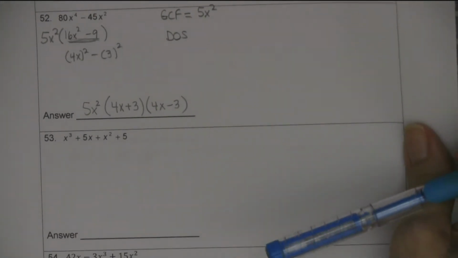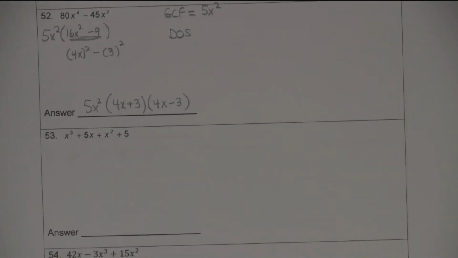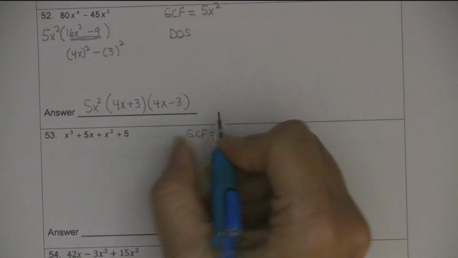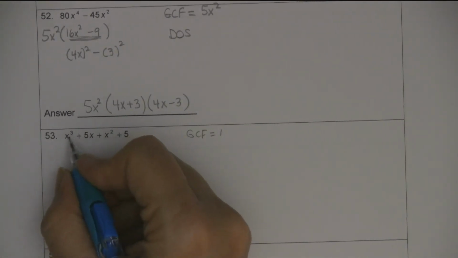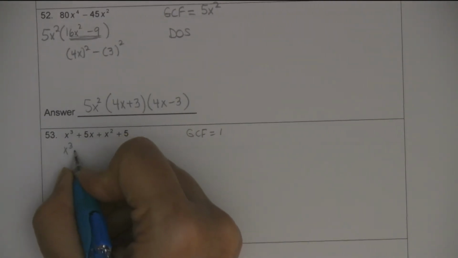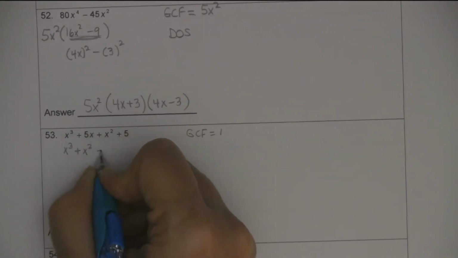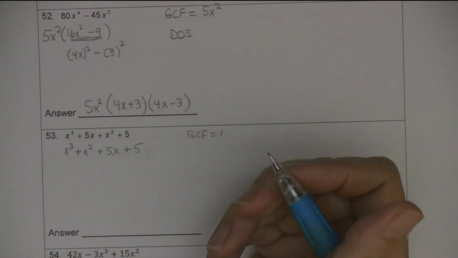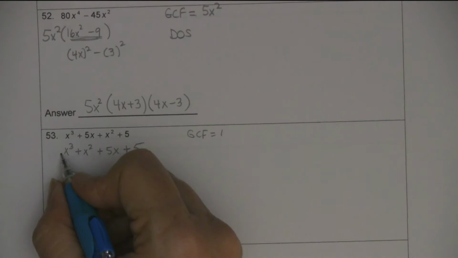Then this one's 53, and I can count the terms, and it's got 4 terms. When it has 4 terms, you still look at the greatest common factor, and the greatest common factor here is 1 because I have a 1 here. And I think it makes it better if you write it in descending order. And sometimes it's not possible if you don't write it in a different order than what it was in. And so descending order, it will always work. So I'm going to use descending order.